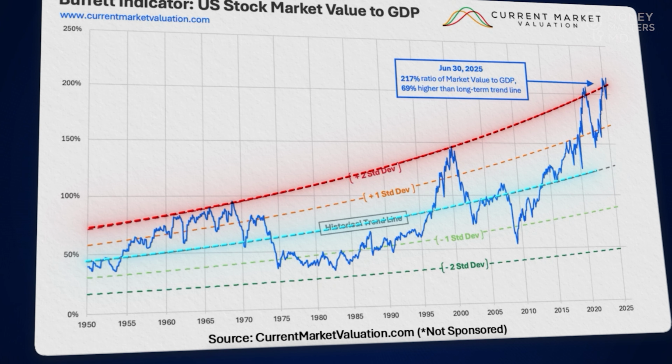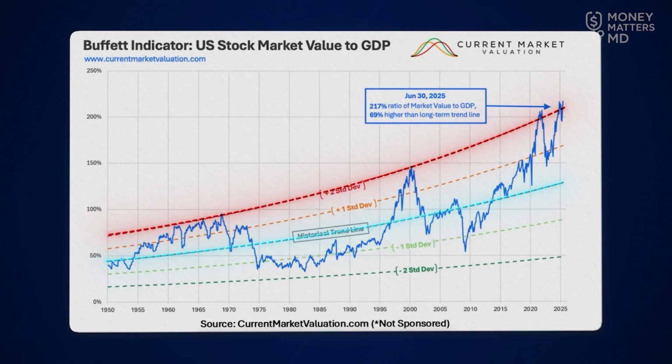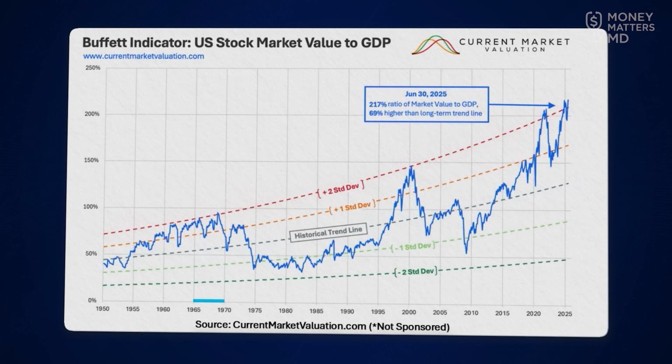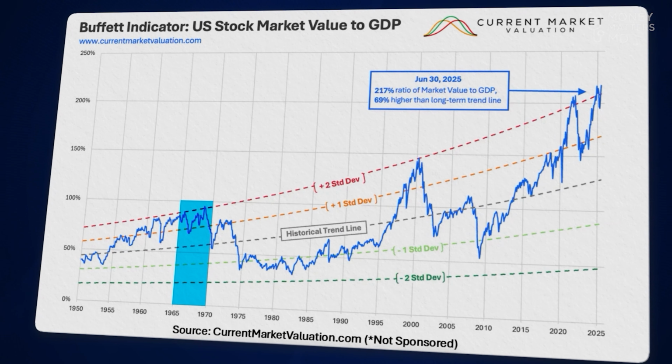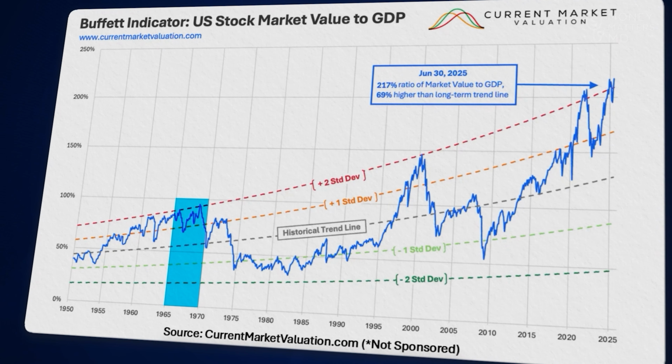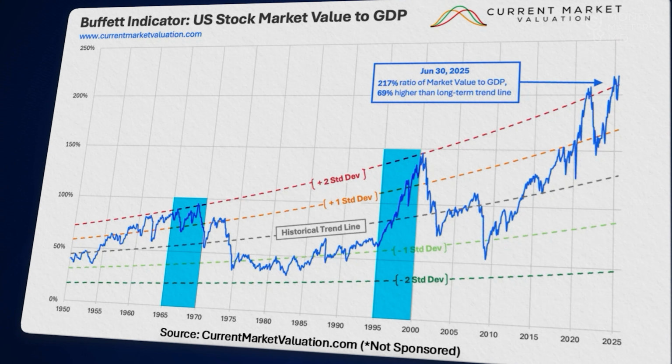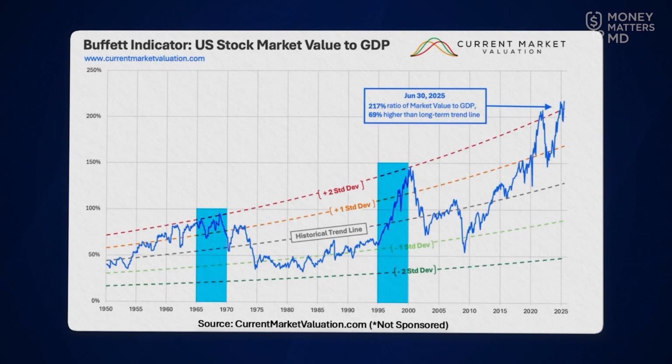It is also predicting that the market is extremely overvalued right now. Now, as you can see from the graph, the Buffett indicator spiked before the 1970s Nifty 50 bubble and also spiked up before the dot-com bubble crashed in 2000.